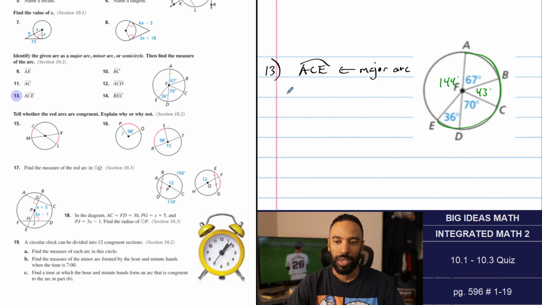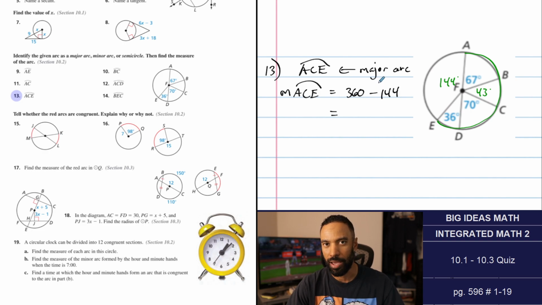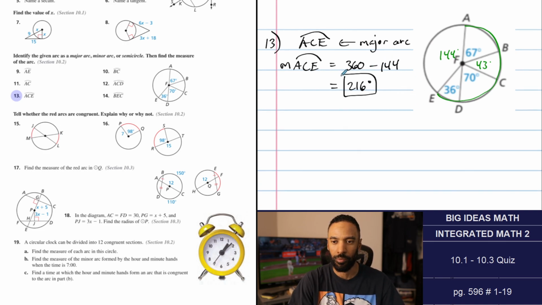Now, its measure is probably easiest found by taking 360, the measure of the entire circle, and subtracting the 144 that we found for the measure of the minor arc AE. So 360 minus 144 is 216 degrees. Don't forget that degree symbol, by the way, when you're working all these things out.